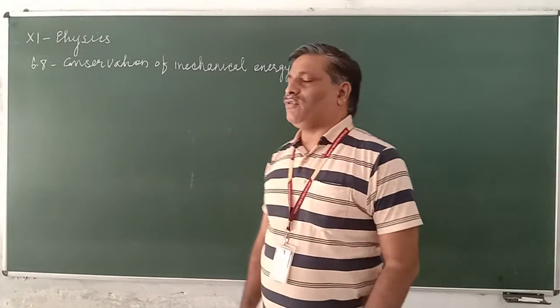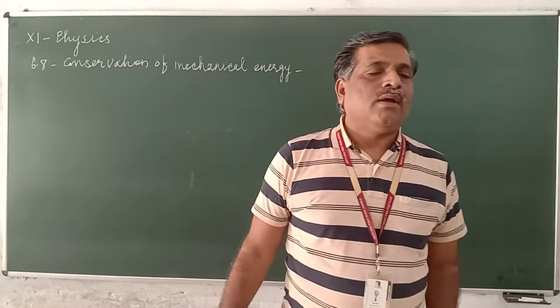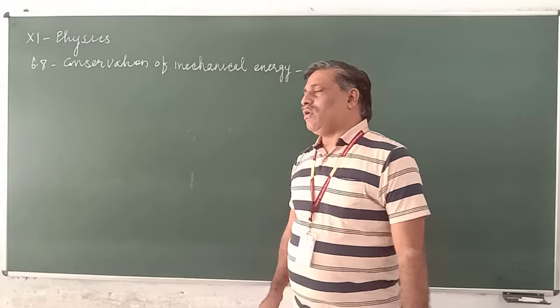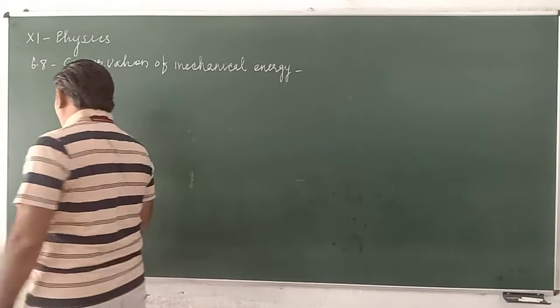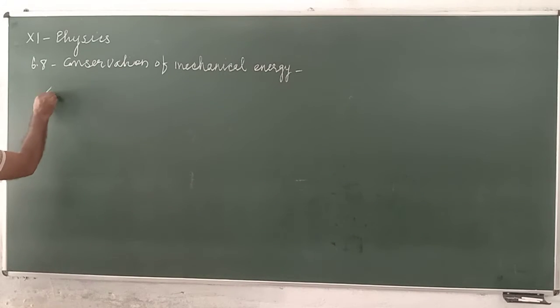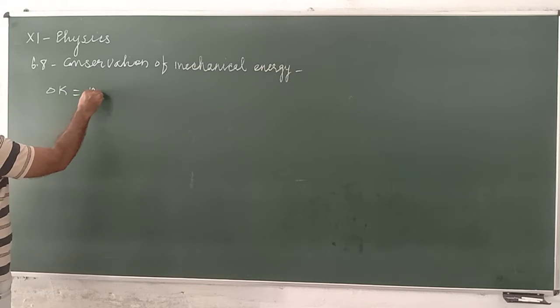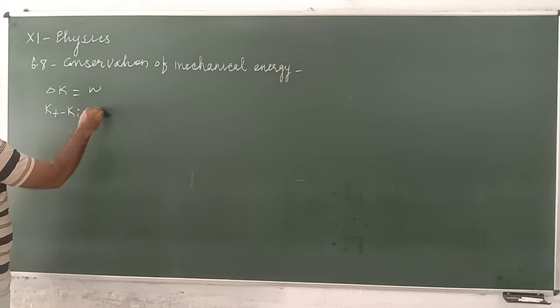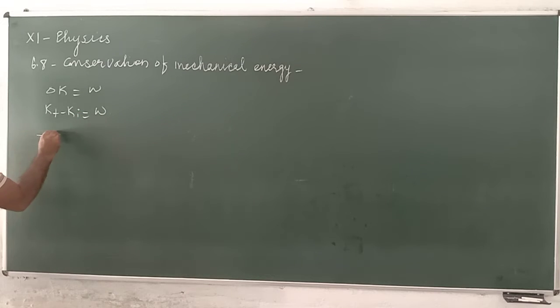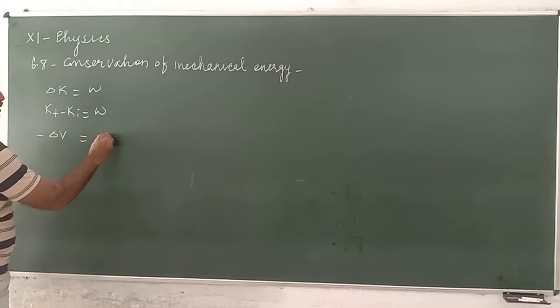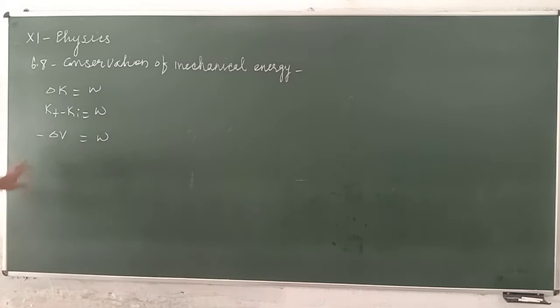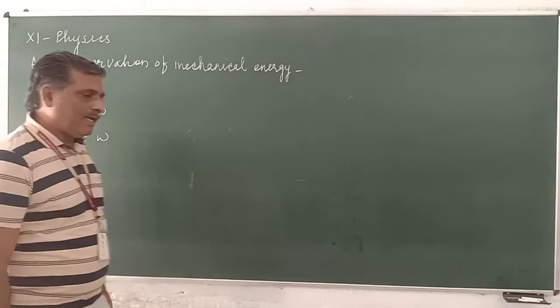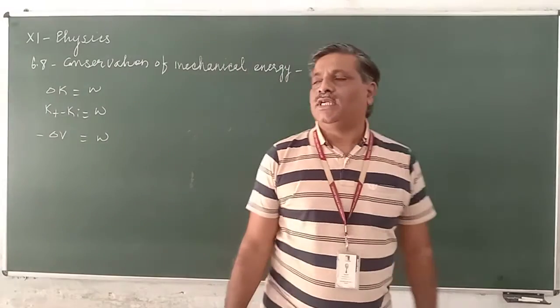Let's discuss it, and for simplicity, we are taking one-dimensional motion of any object. We all know the work energy theorem: change in kinetic energy is the work done. It means that K final minus K initial is the work done. Similarly, negative of change in potential energy, minus delta V, is equal to work done.